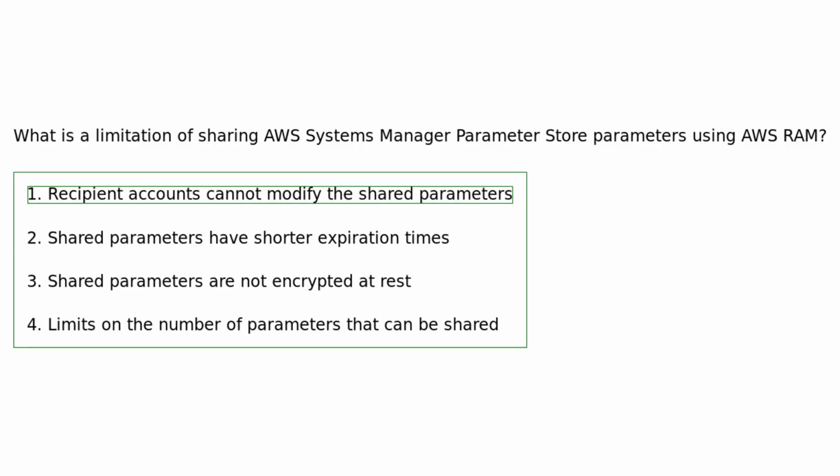A limitation of sharing AWS Systems Manager parameter store parameters using AWS Resource Access Manager is that recipient accounts cannot modify the shared parameters directly, as the owner account retains control and management rights over the shared parameters.